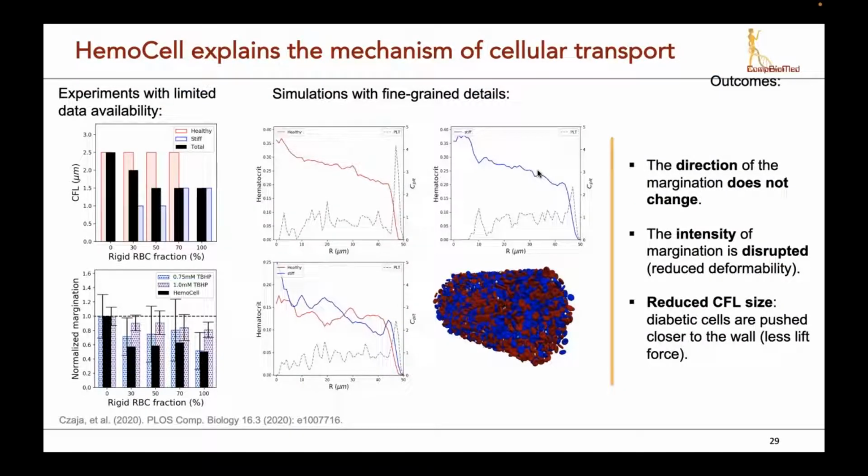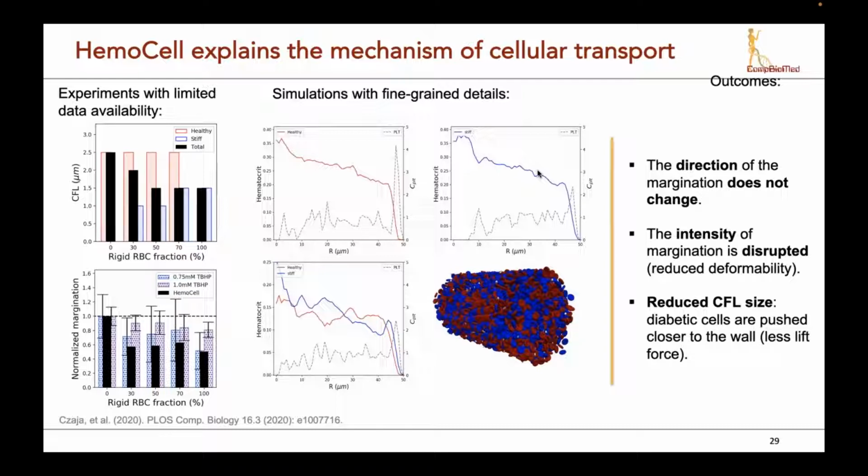And they can tell us, for instance, in this case, how platelets, an important small component for hemostatic processes, are transported in the different cases. And we found that in a diabetic situation, when the red blood cells are stiff, then the healthy transport of platelets is disrupted completely. They don't get next to the vessel wall where they should be.